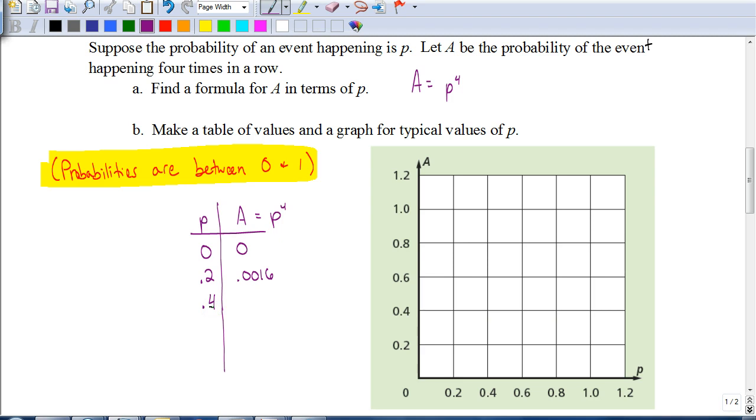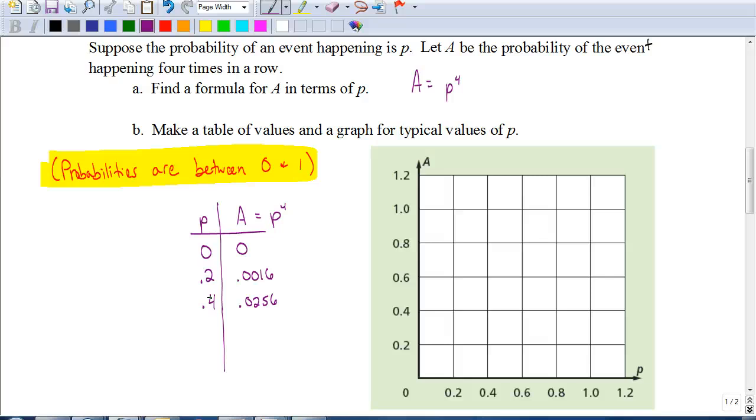So 40% would be 0.4 as a decimal. If I take 0.4 to the fourth power, that gives me a probability of the event happening four times in a row of 0.0256. If I wanted to interpret that answer, which you'll be asked to do in your assignment today, it means that if you have an event whose probability of happening just once is 40%, the probability of it happening four times in a row is about 2.5%. So better odds than 0.2, but not quite great odds.